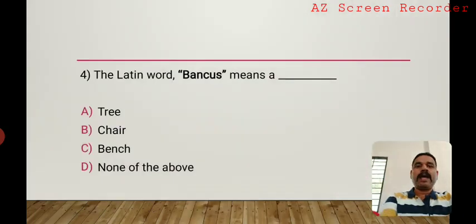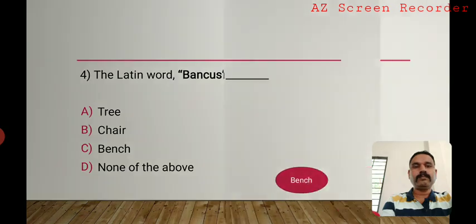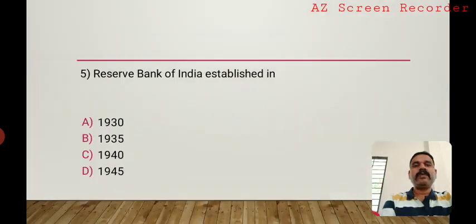The Latin word bancus means a tree, chair, bench, none of the above. So the answer is bench. Reserve Bank of India was established in which year? 1930, 1935, 1940, 1945. The answer is 1935. Reserve Bank of India was established in 1935.